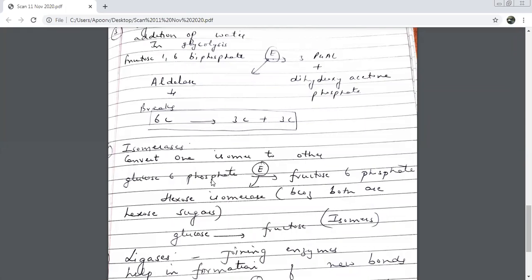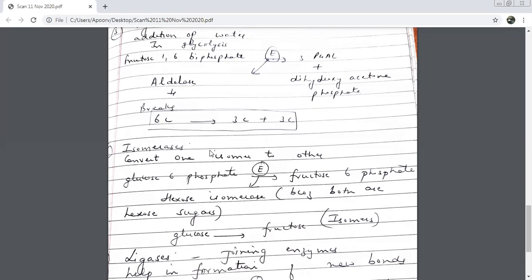Now why did we give this name? There are 2 reasons. Hexose, because both of them are hexose sugars, whether it is glucose or fructose. So the first word comes from here: hexose. Isomerase, because glucose and fructose are isomers. So it has changed glucose to fructose, that means it has changed one isomer to the other isomer. That is why the name of EC5 is isomerase.